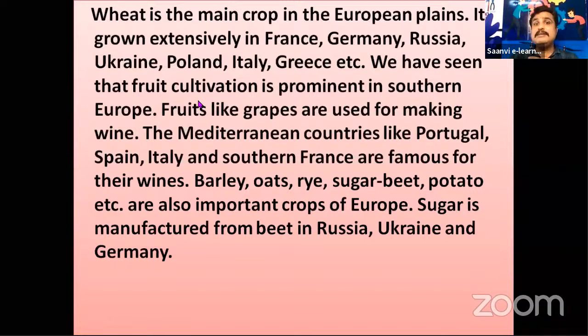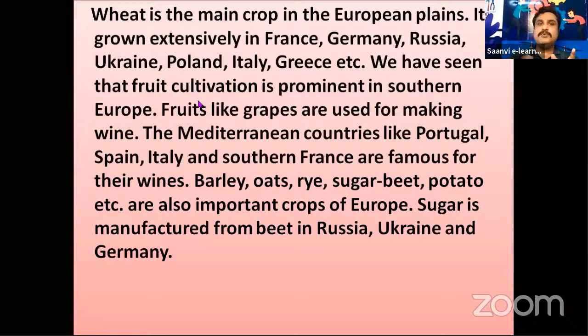The Mediterranean countries like Portugal, Spain, Italy, and southern France are famous for their wines. Once you see, what are the countries famous for fruit wines? Portugal, Spain, Italy, and southern France. And barley, oats, rye, sugar beet, potato, etc. Other than that, these are also important crops of Europe. Sugar is manufactured from wheat in Russia, Ukraine, and Germany.